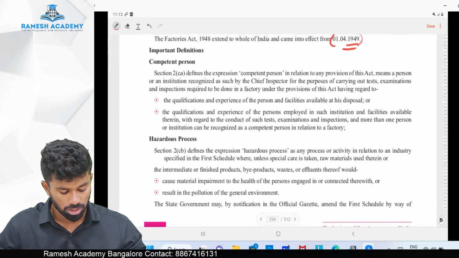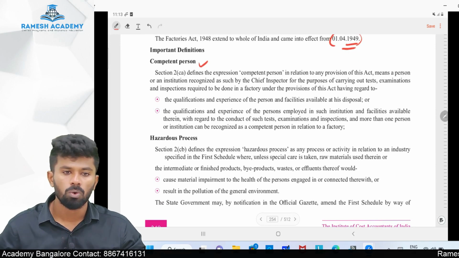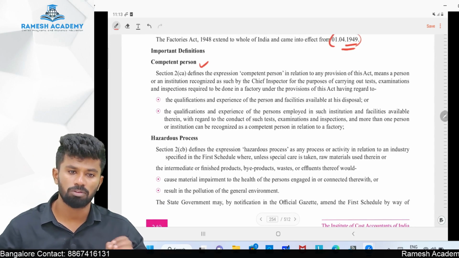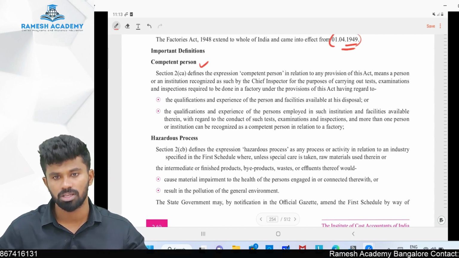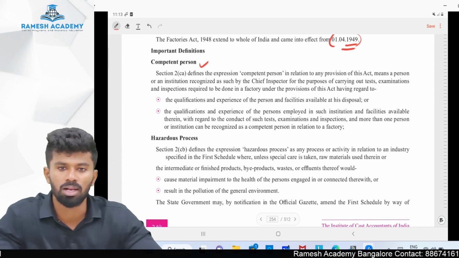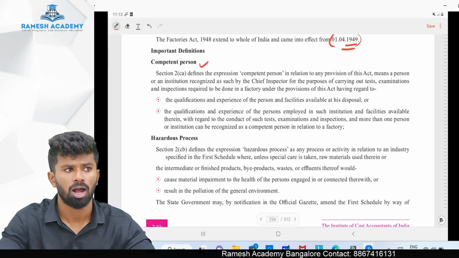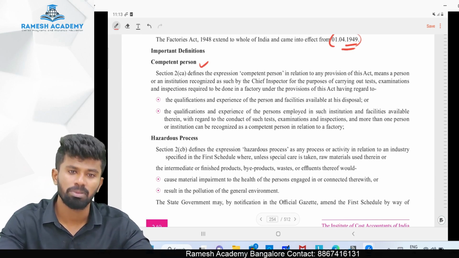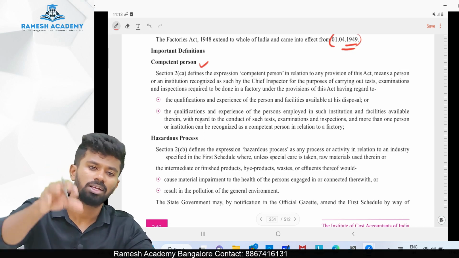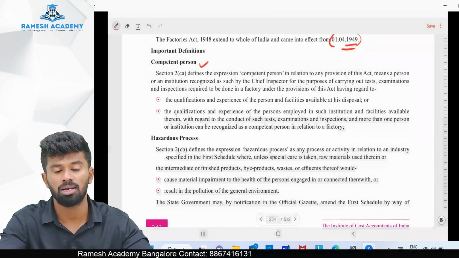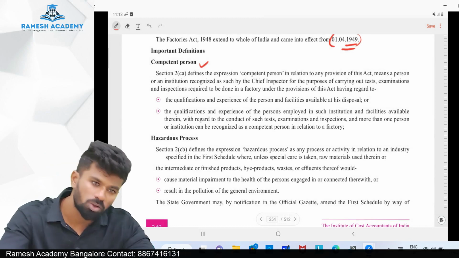Important definitions. First one is competent person. Who is a competent person? This definition of competent person is required to carry out any investigation. Wherever there is an alleged violation of labor laws or alleged violation regarding hazardous process, then the inspector may appoint a competent person to carry out inspection in that factory, where the competent person can take samples, examine and give a report. So who is a competent person?